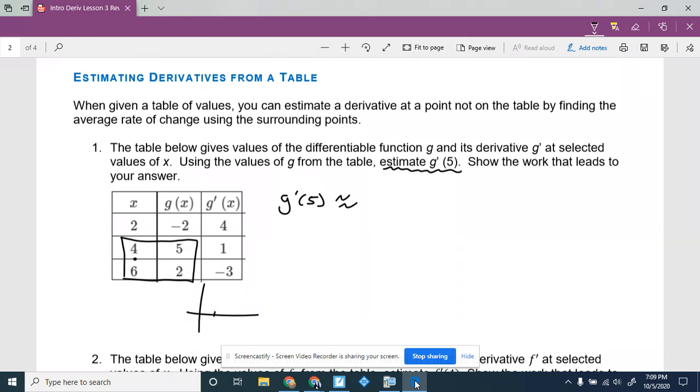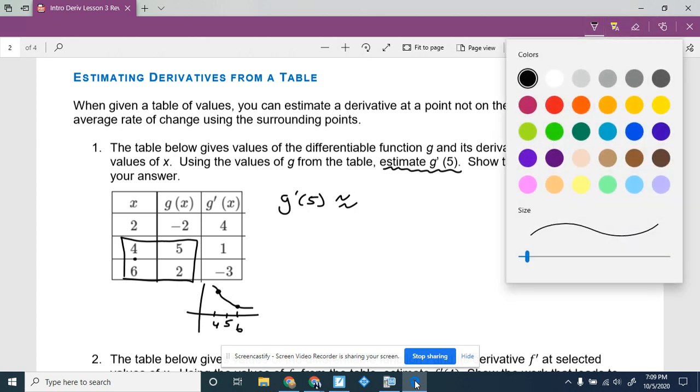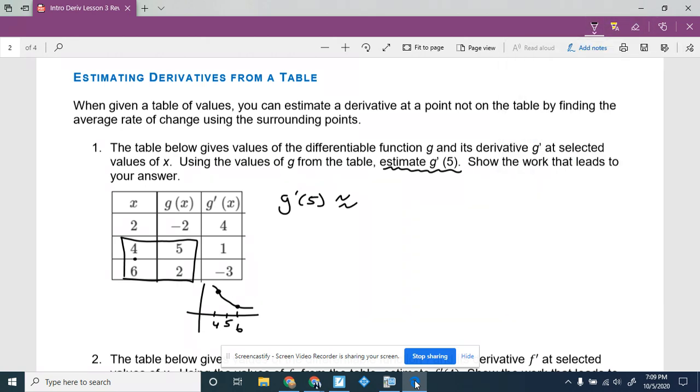So at x equals 4, you have some functional value 5. And at x equals 6, you have some functional value 2. And the function, right, is differentiable. We're going to learn more about that, but it basically means it's also going to be continuous. And now I want to estimate the slope of the tangent line at 5. So if I was to come over and draw in a tangent line, right, I want to estimate that.